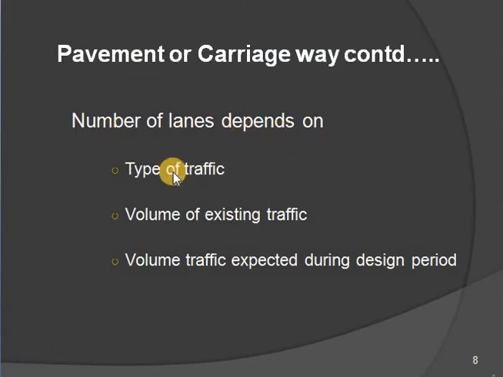Number of lanes depends upon type of traffic, volume of existing traffic, and volume of traffic expected during design period. So the number of lanes depends upon this, the main thing we have to know. How many lanes, why single road, why double road, how many roads will be constructed. So this depends upon the type of traffic, how much traffic will be there, volume of existing traffic, how many vehicles will be going daily, and volume of traffic expected during design period. Okay, so based on these conditions number of lanes will be constructed.